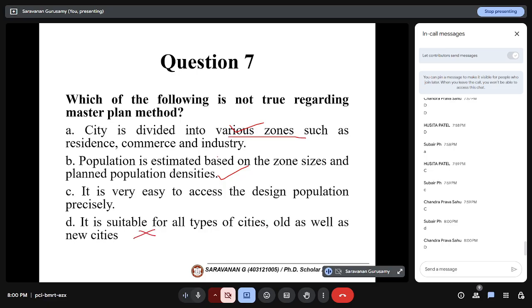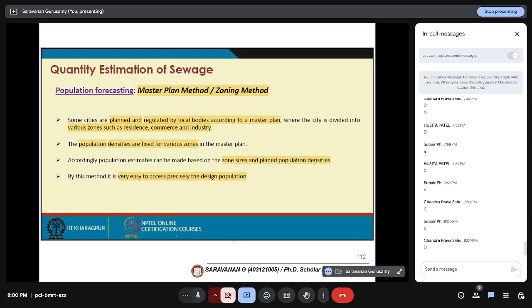This is wrong because master plan is used only when a new city is going to be developed. Here we are finding the population precisely for a specific zone. So that's what they have given: very easy to assess the design population precisely. That is correct. So this option is wrong. It is not suitable for all cities. It is suitable for a well planned city where the local bodies have a master plan.